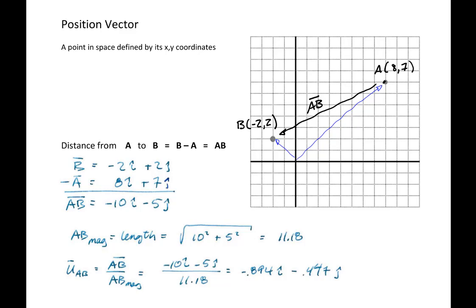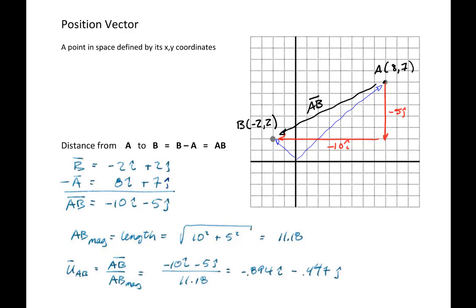Let's just draw the components of that and see if we're right. I'm going to go down this way and over this way. If you count those out, this will be negative 5 in the J direction, and this will be negative 10 in the I direction. And that will get you from A to B.